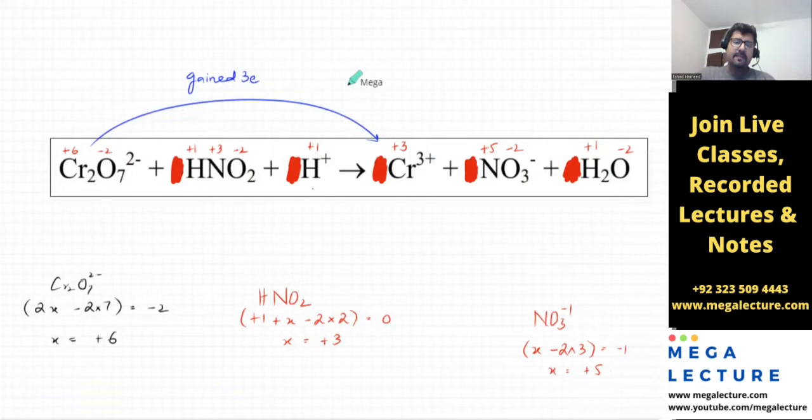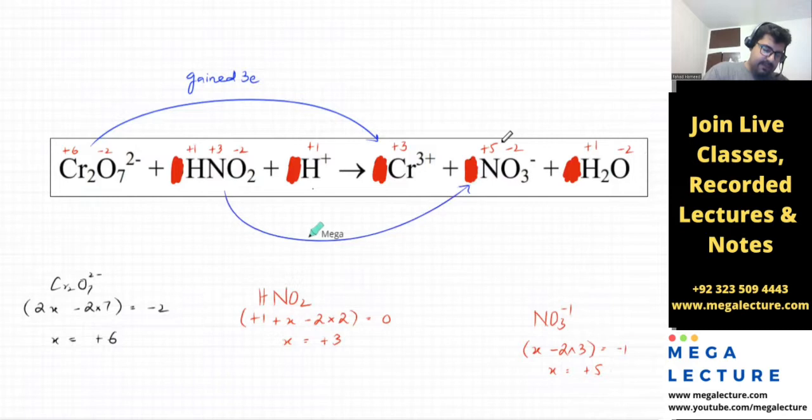And N is oxidized. Okay, that's also true. N goes from +3 to +5. So that means N lost 2 electrons, right? Achha, so first thing when you're balancing redox reactions, balance the electrons.